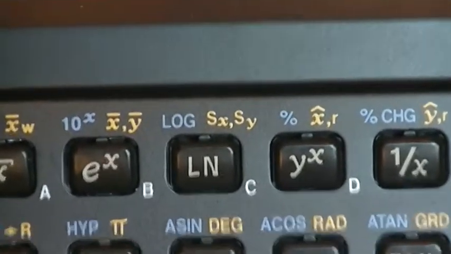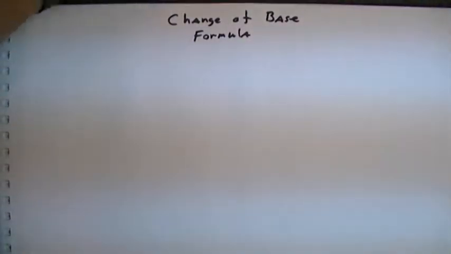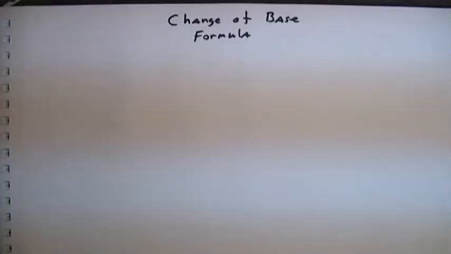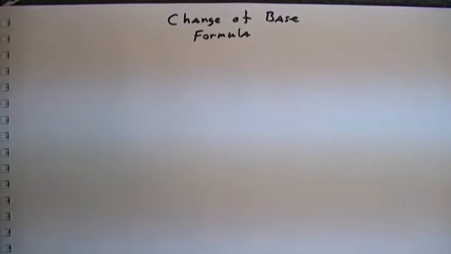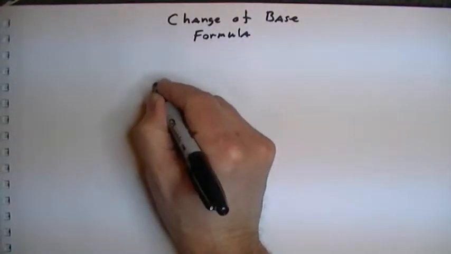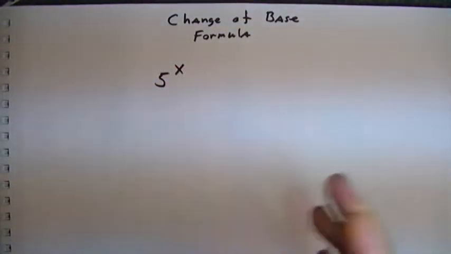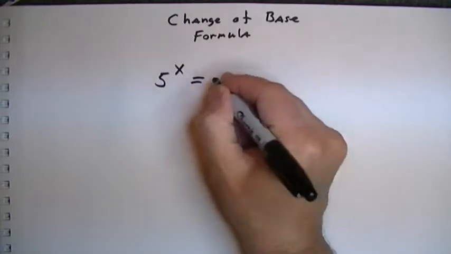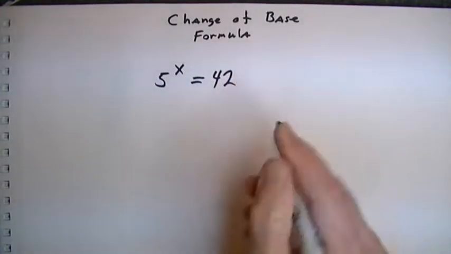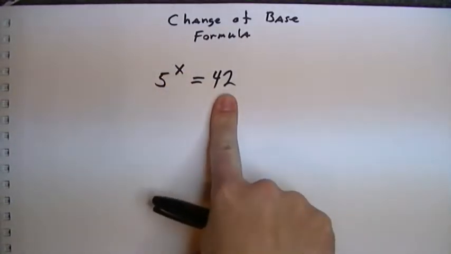So we're going to go ahead and zoom back out, and I'm going to show you how to do the change of base formula. Let's imagine that we've got some kind of exponential problem. Let's just take 5. We want to raise it to a power and we want to get 42. Now there's some number x that we can raise 5 to and get 42.